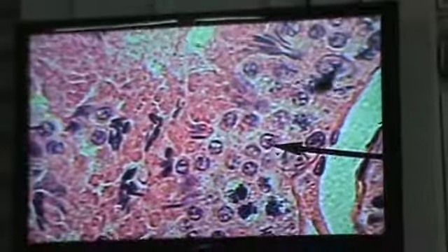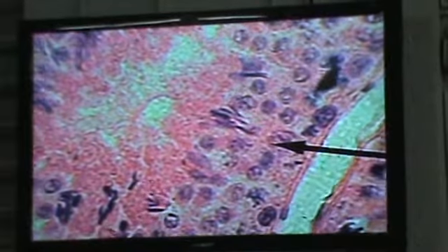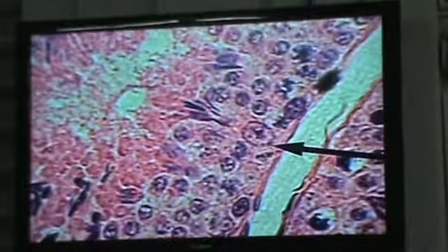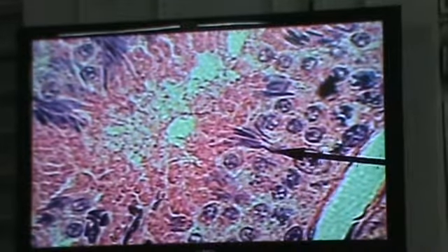But this is a Sertoli cell here, for sure. That's a Sertoli cell right there. See there? Okay, let's go to the base. And you can see all of the spermatozoa just sort of anchoring right there.